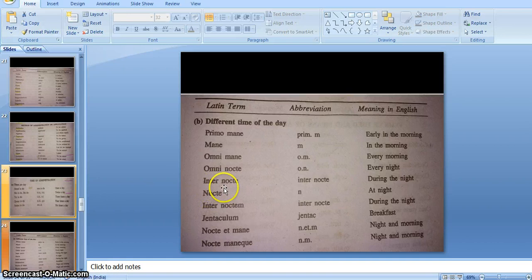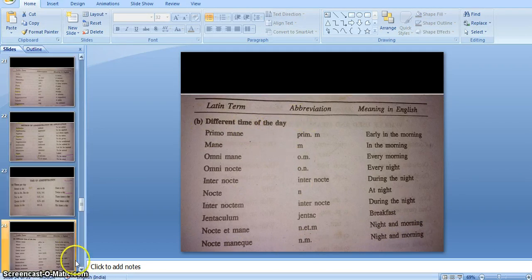Then inter nocte, that is during the night, right? Then nocte, at night, only for night. Then inter noctem, that is during the night. Gentaculum, gentac means breakfast, that is morning time, after breakfast that particular tablet should be taken, right? Then nocte mane, that is night and morning, only for night and morning, right? Also called as nocte mane, that is night and morning. This is the different time of the day.